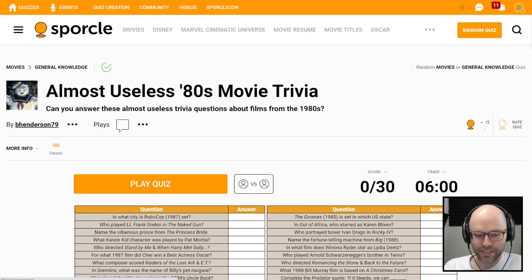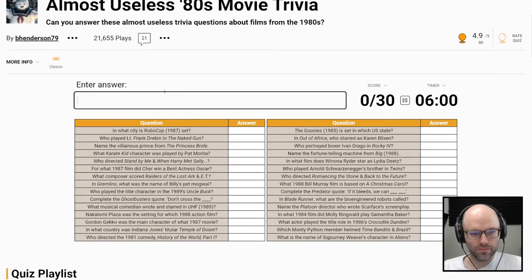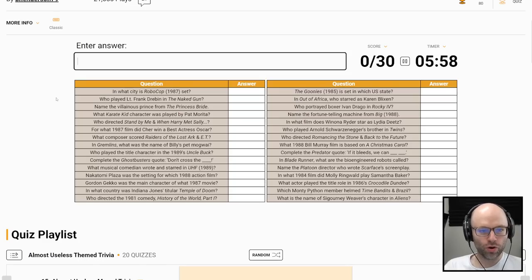Almost useless 80s movie trivia. In what city is RoboCop set? Detroit. Frank Drebin is played by Leslie Nielsen. The villain is Prince from The Princess Bride. I don't remember. Pat Morita played Mr. Miyagi. Who directed Stand By Me? Rob Reiner. Cher won a Best Actress for Moonstruck.